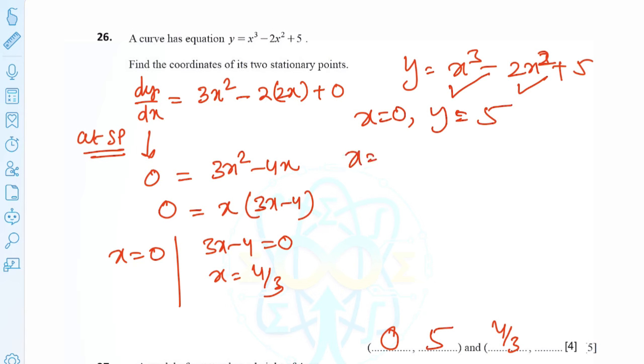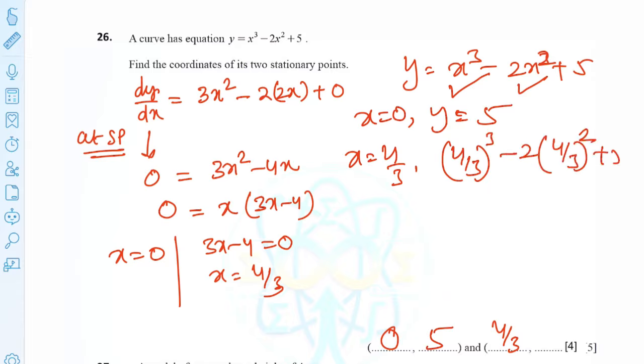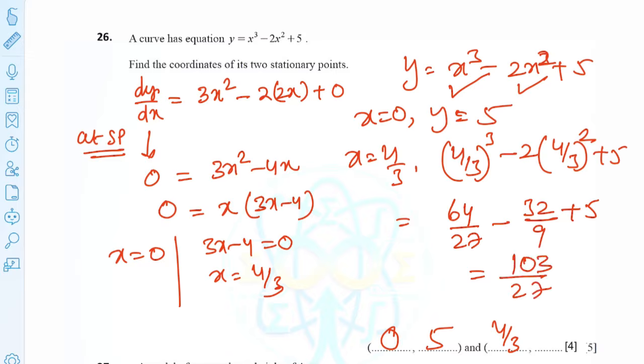When x equals 4 over 3, I can put (4 over 3) cubed minus 2 times (4 over 3) squared plus 5. You're getting it? So this will be 64 over 27 minus 32 over 9 plus 5. And if you work this out, you'll get the answer 103 over 27. Got it everyone clearly? Check this.